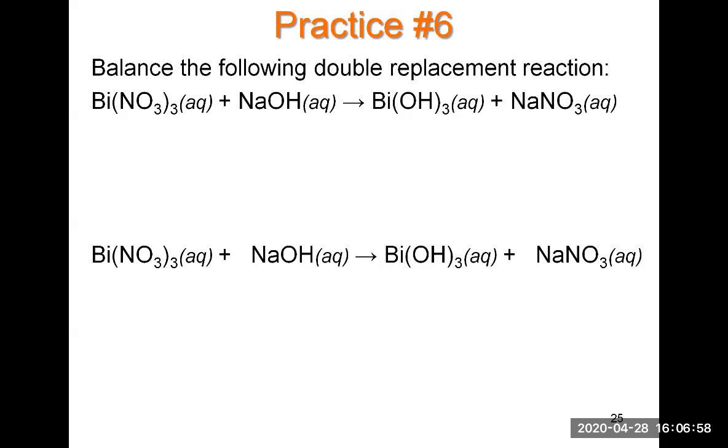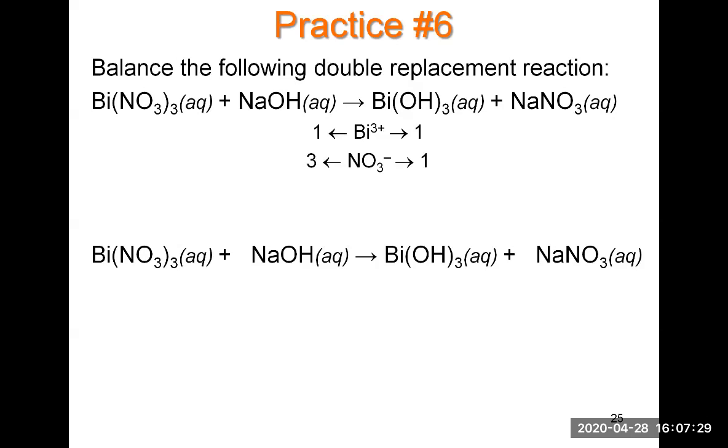So bismuth, in those compounds, is bismuth 3+. There is one bismuth 3+ on the left and one on the right. Next, it's the nitrate polyatomic ion, NO3 -1. There are 3 nitrates on the left in the bismuth nitrate, and only 1 on the right in the sodium nitrate.